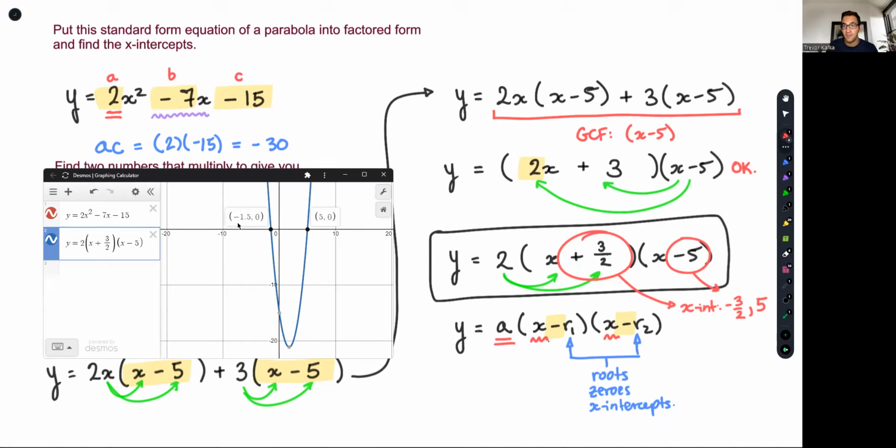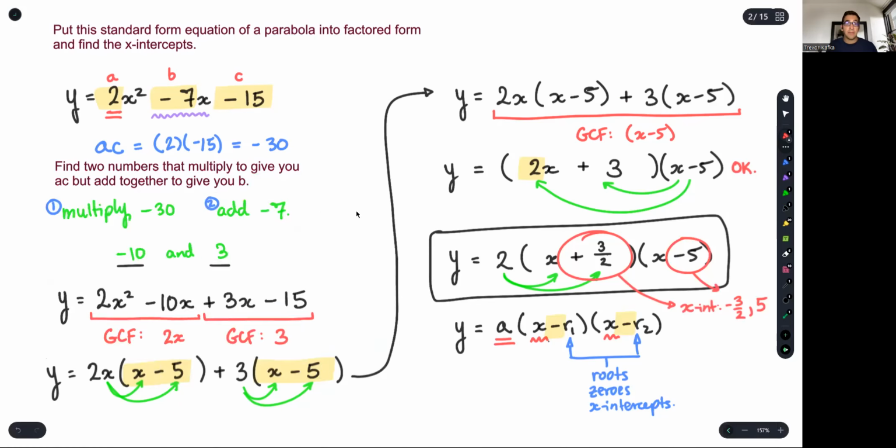Negative 1.5, that is -3/2. And then we also have 5. That's also what we got as well. So this matches up. This represents our x-intercepts. This is an example of taking a parabola, an equation, y equals something with x's, and from there, figuring out the end result in a factored form. From the factored form, we can then determine the x-intercepts of the function.